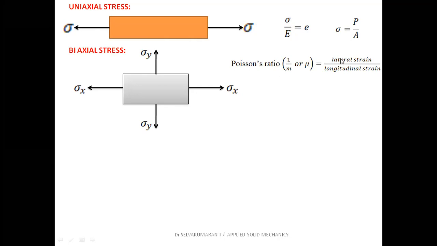Now, how will you write the lateral strain with the help of Poisson's ratio? Lateral strain is equal to 1 by m into longitudinal strain. That we have to remember while writing the strain equation for this biaxial stress system.